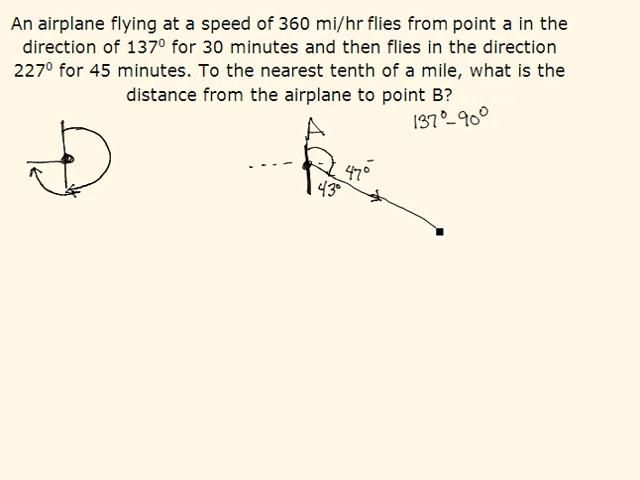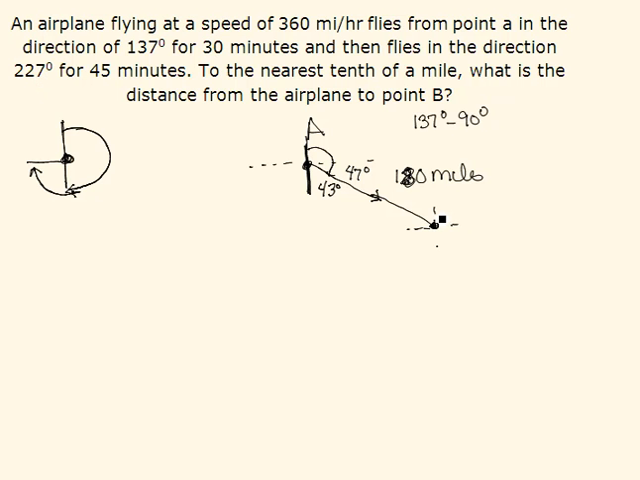We now know that after it has gone for 30 minutes, or a total of 360 miles per hour for half an hour, that would give us 180 miles, or half of 360. It's going to take a new bearing, and then it's going to fly at an angle of 227 from north.